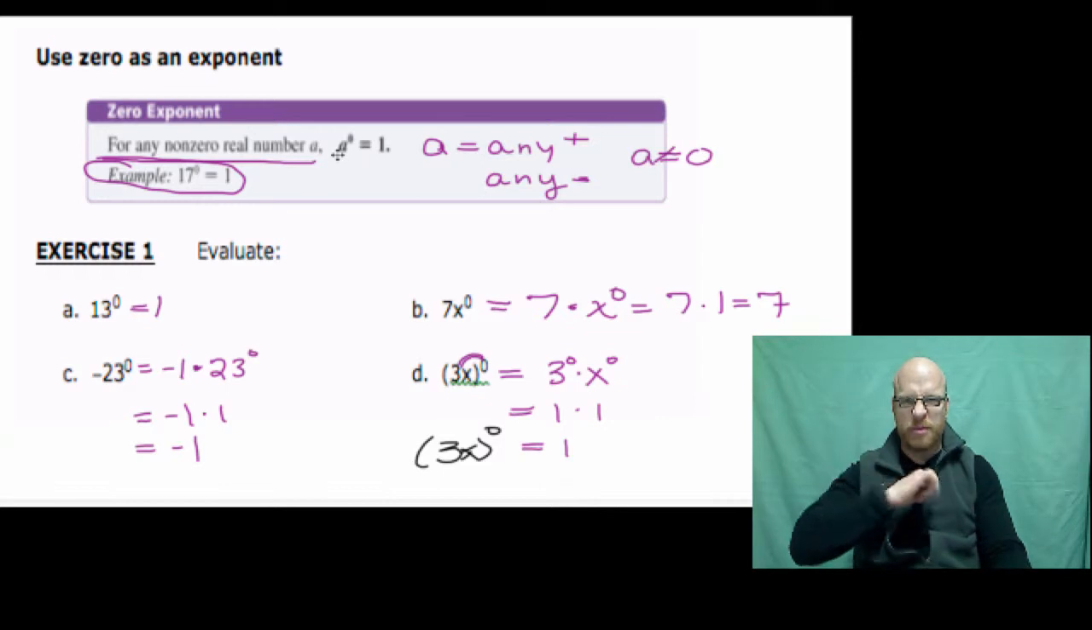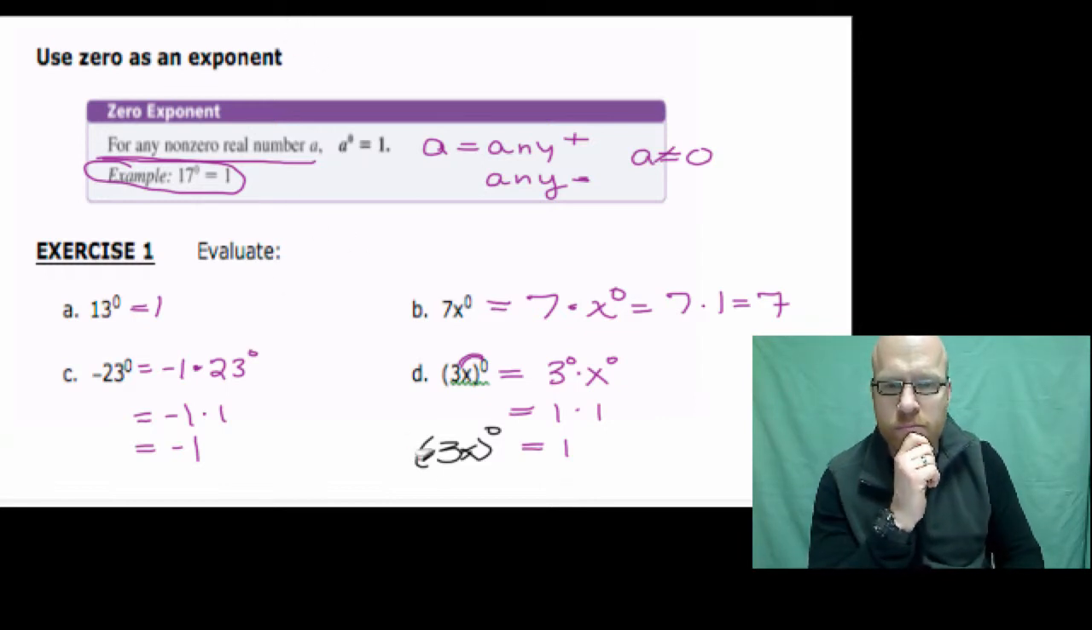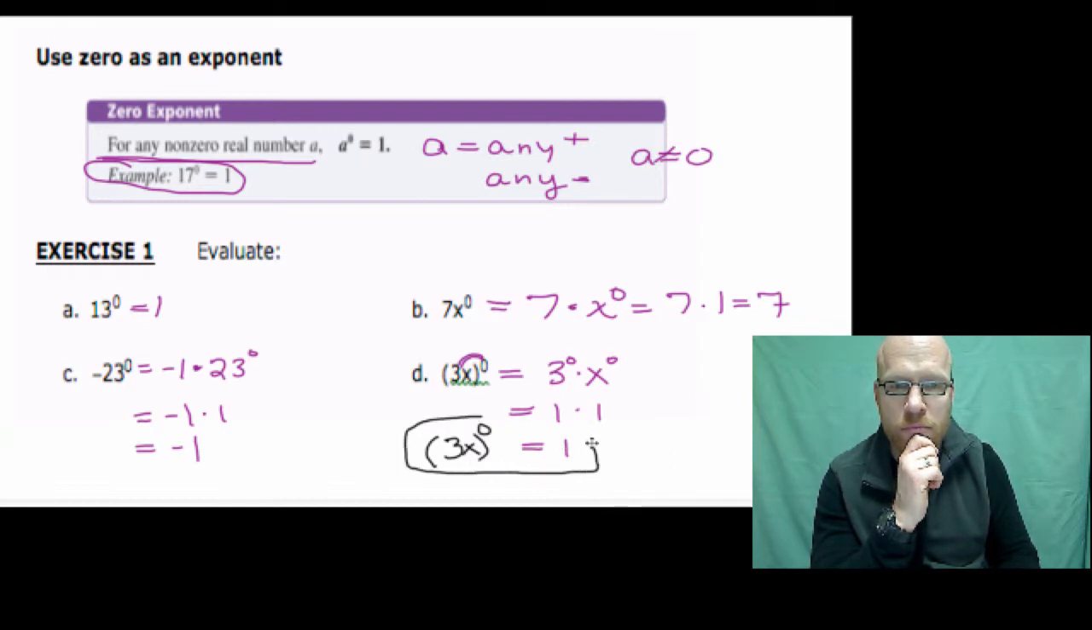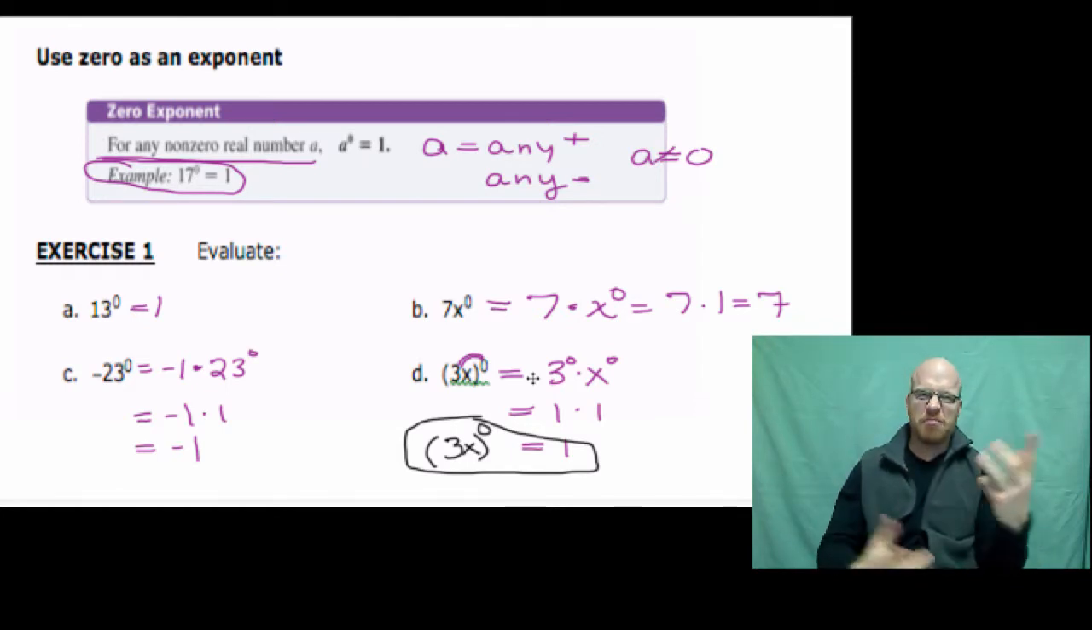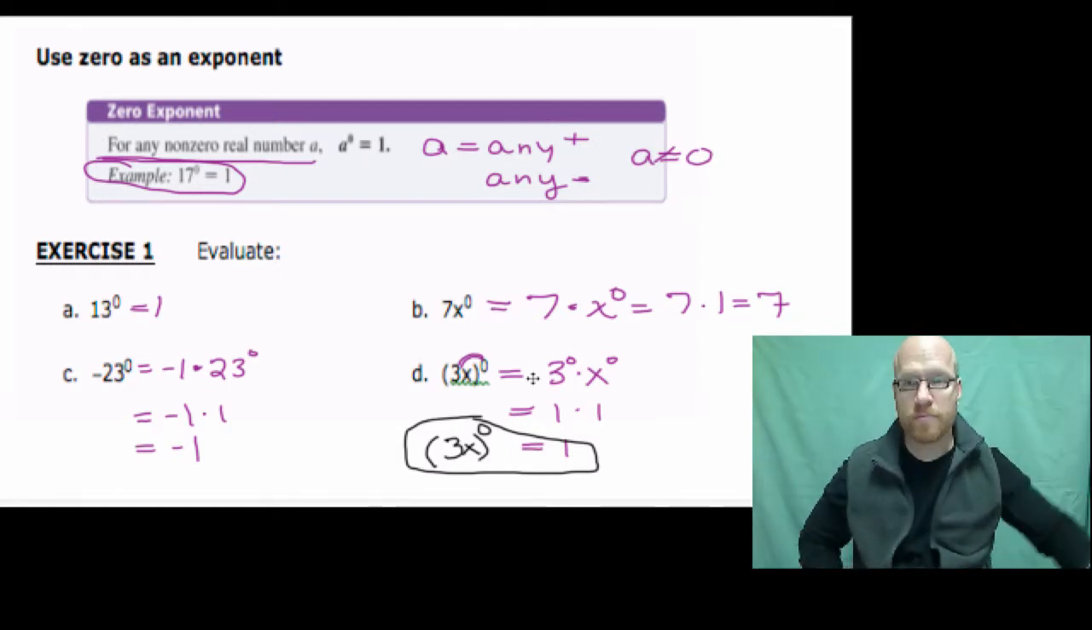I'm sorry. Excuse me, it's a little sloppy. If you were to see that, you can write the answer as 1. You don't have to expand it out like I did. Let's move on.